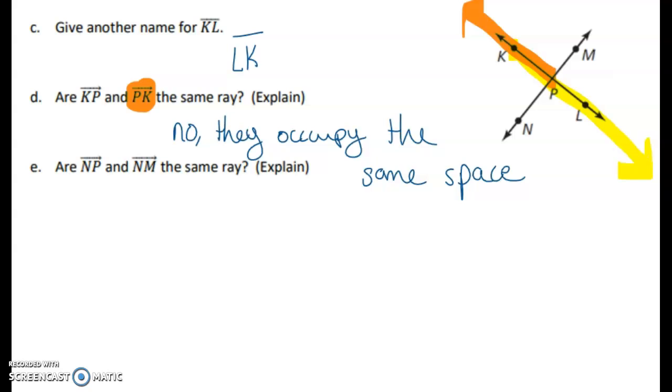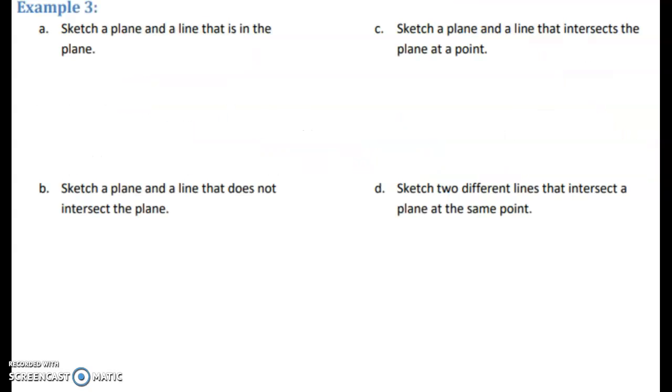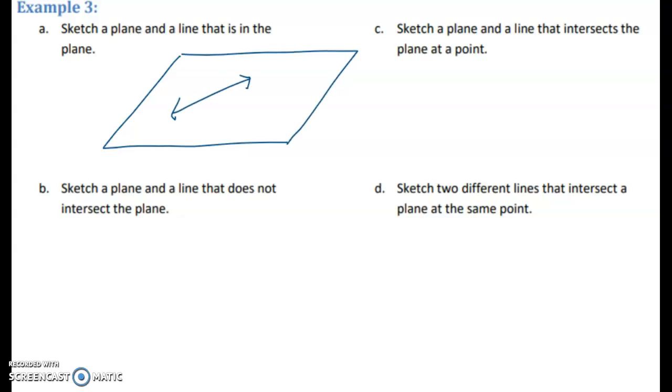All right, let's go ahead and do example 3 and see how we do. This is all about sketching, and it's okay if your sketches aren't great. We're just going to do our best. So it says sketch a plane and a line that's in the plane. When it wants you to sketch a plane, just do a parallelogram. And a line that is in it is just a line laying inside the parallelogram.